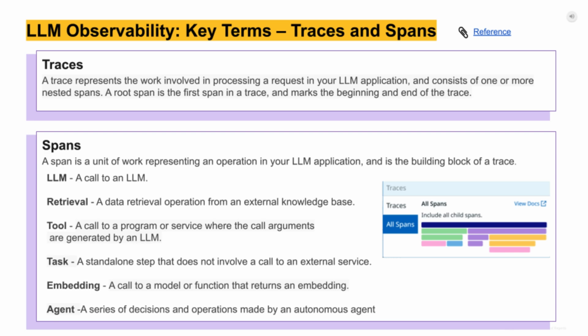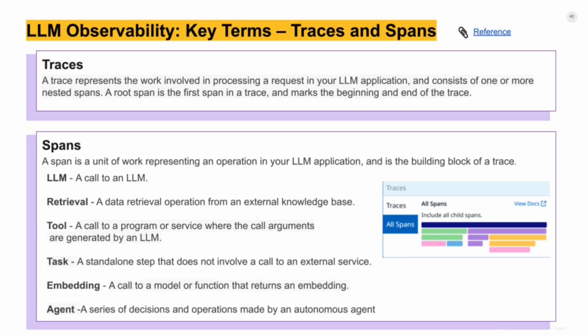It begins with a root span, which marks the start and end of the trace. Inside each trace are multiple spans. These are the individual units of work that happen during processing. Think of a span as one step in the journey, whether it's calling the model, retrieving knowledge, or invoking a tool. In Datadog's LLM observability, spans are categorized by kind based on what they represent.